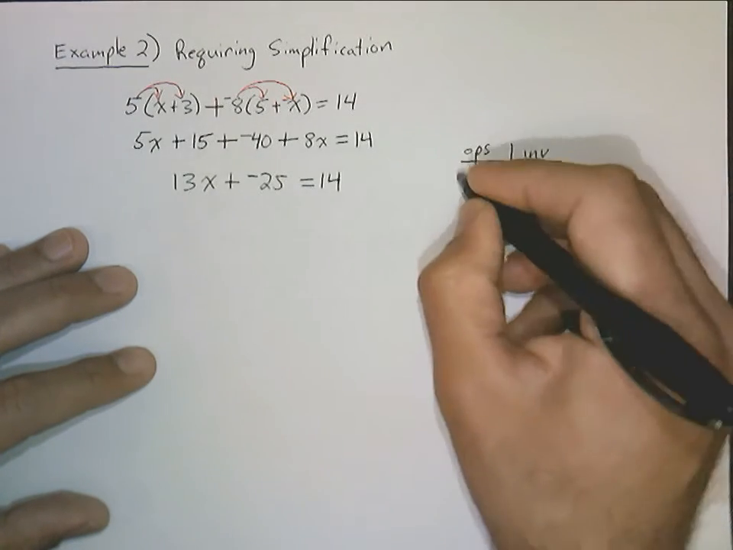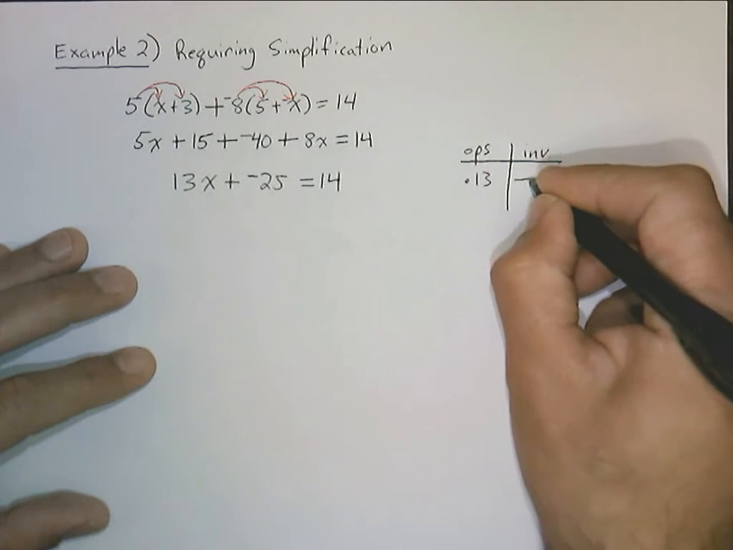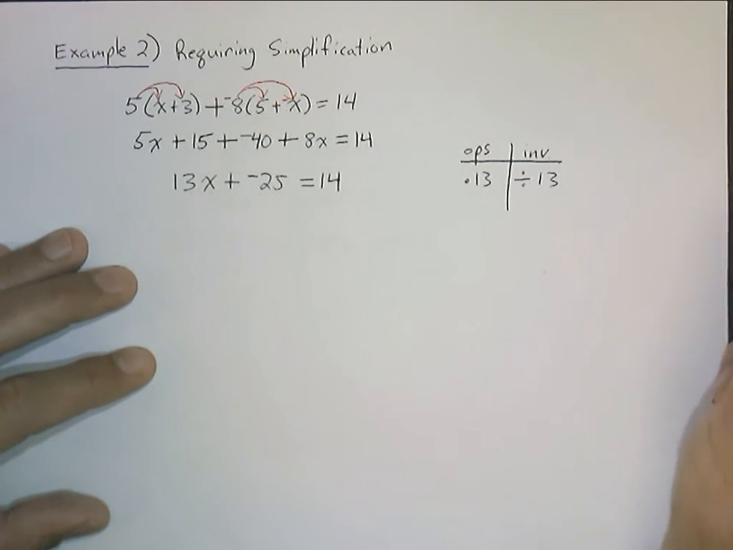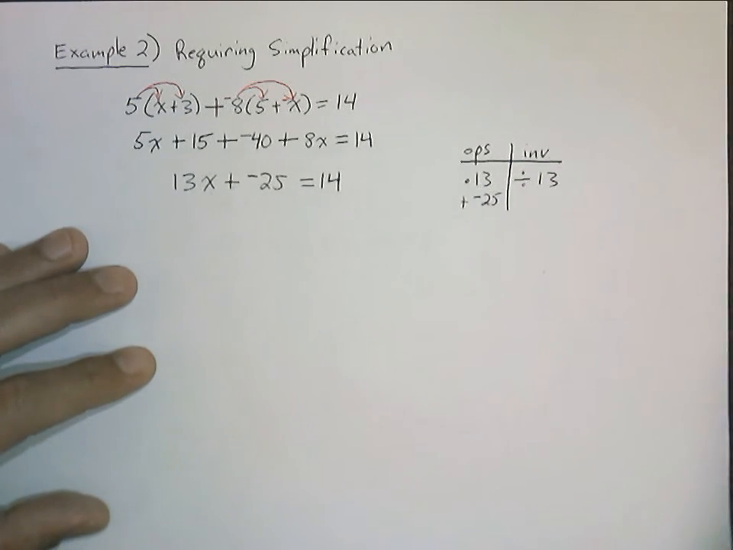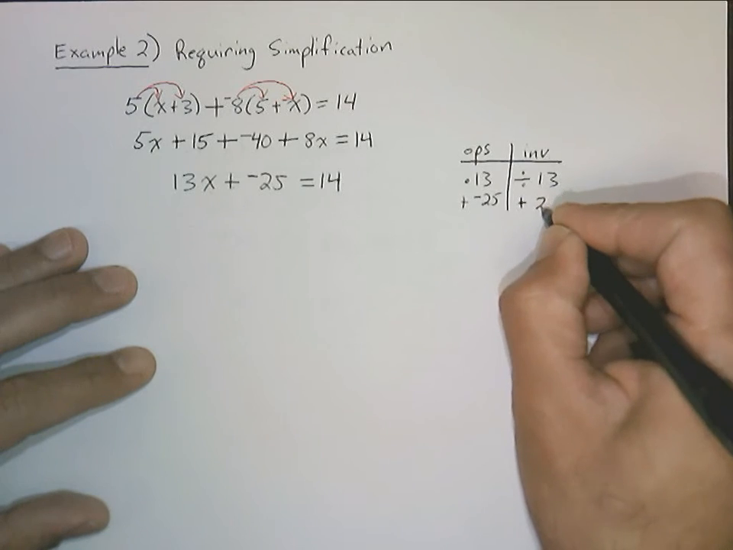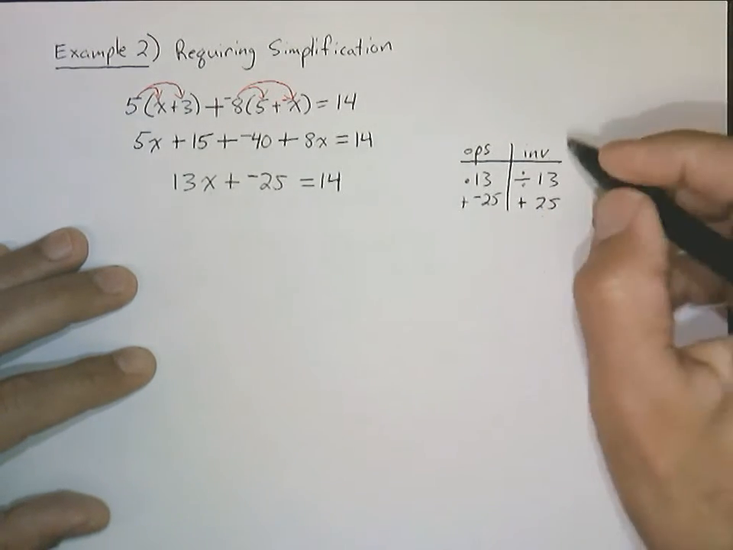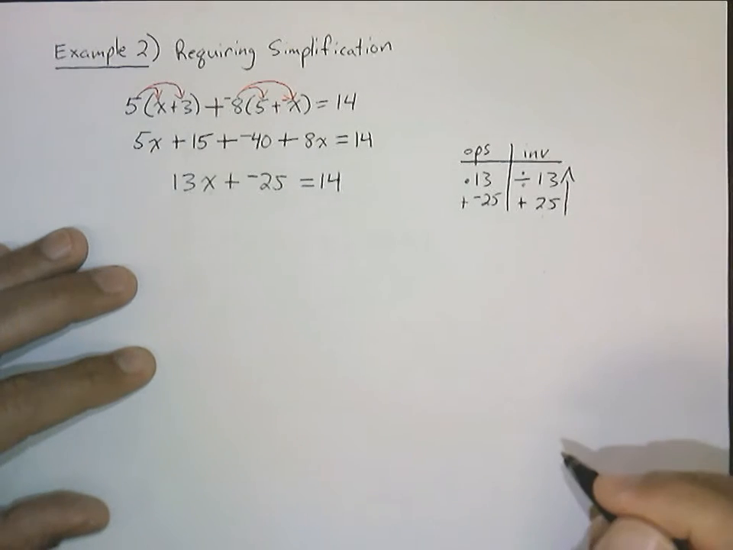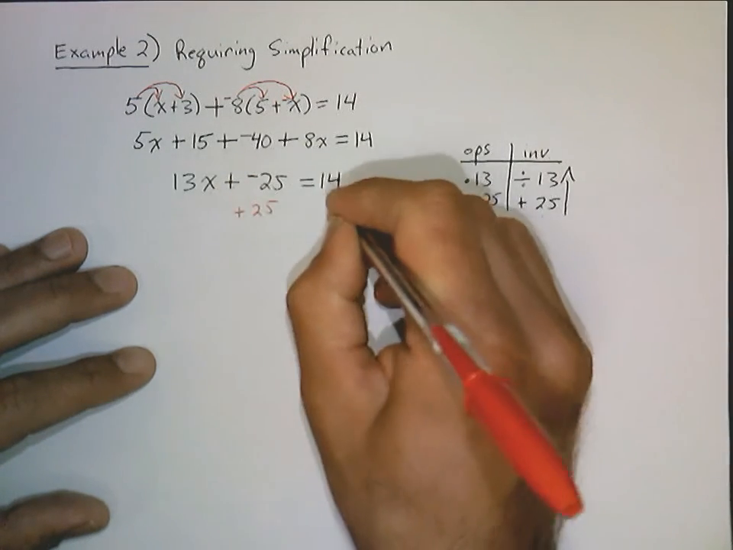First thing happening to x is it's being multiplied by 13. The way you undo that is dividing by 13. The next thing is adding negative 25. You undo that by adding a positive 25. So we're going to apply these inverse operations to both sides of the equation in reverse order. First, we will add 25 to both sides.